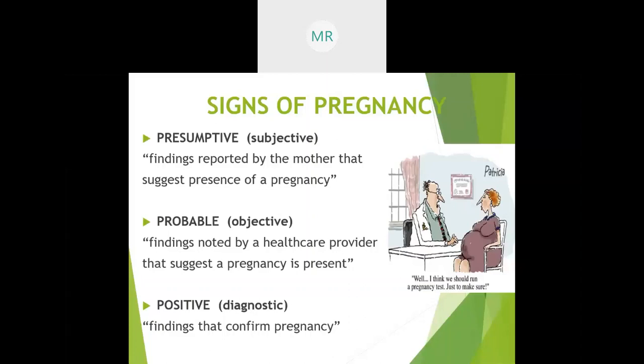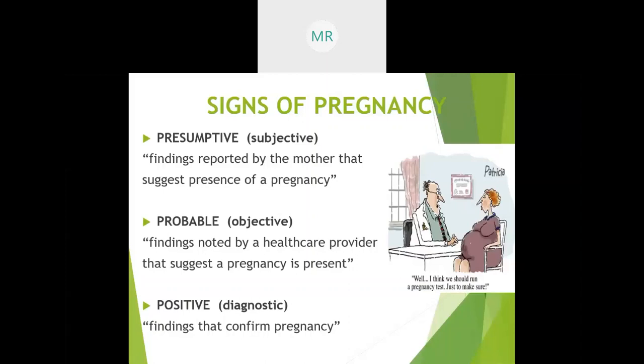Let's say she's a late prenatal start and she's already more than 16 weeks pregnant, and she's coming to see the healthcare provider for the first time. Then she's reporting that she's feeling this baby move already. Well, that is called quickening, and that is between 16 and 20 weeks. Okay, so this is all presumptive. This is all subjective. This is all findings by the mom that suggest the presence of a pregnancy.